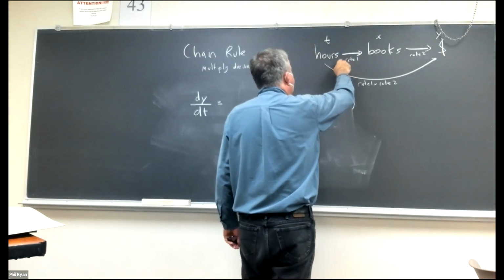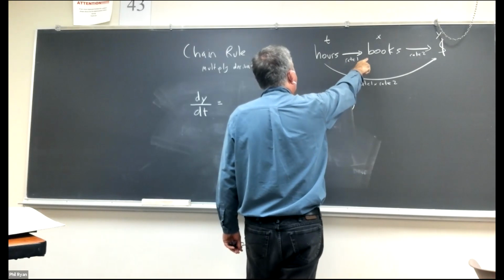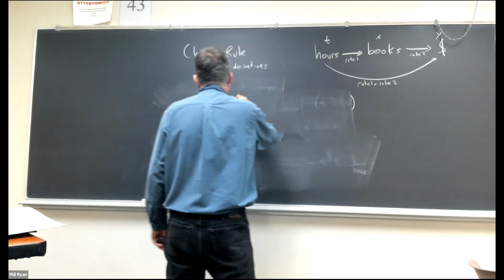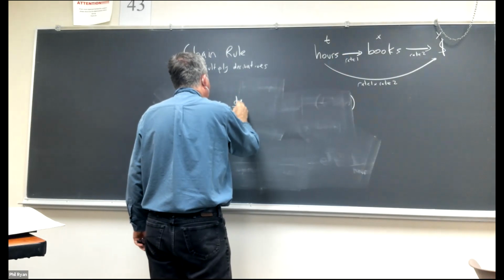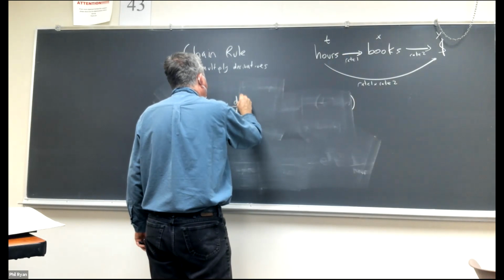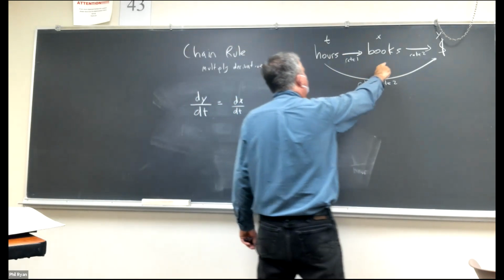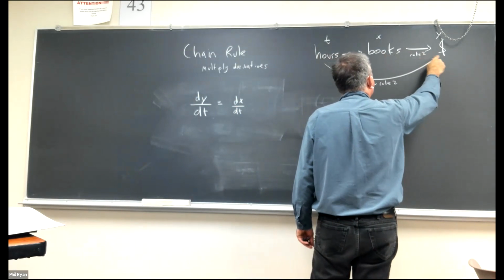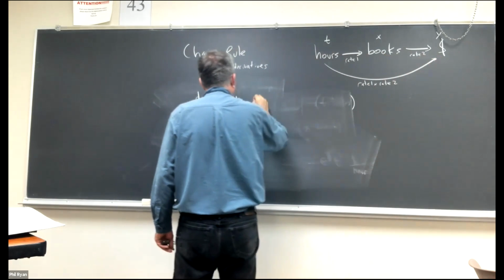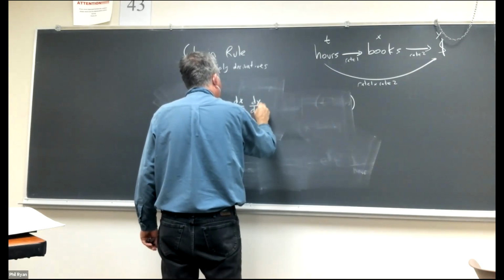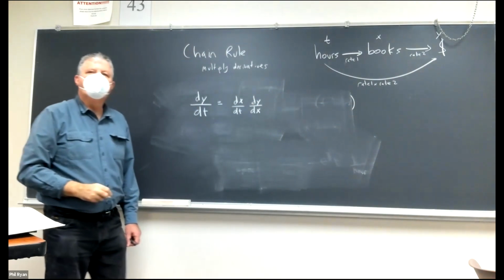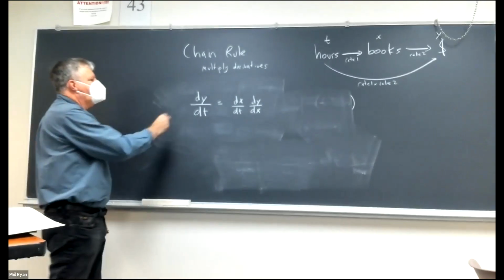Well, what is this rate? This rate here is the rate at which you do books per hour. That's dx/dt. And then we've got the rate which turns books into money. That's dy/dx. And that's the chain rule.